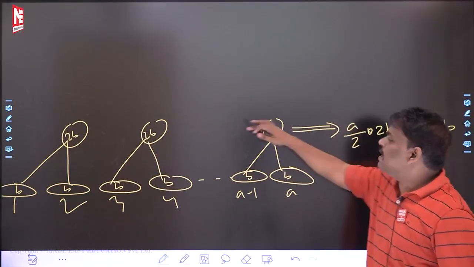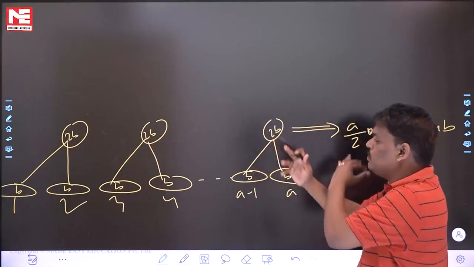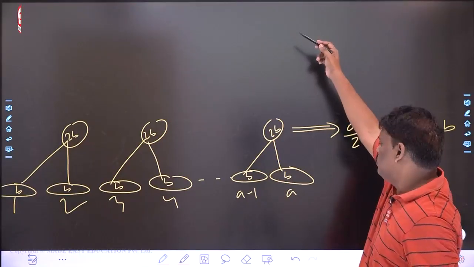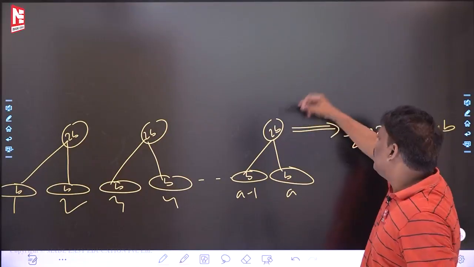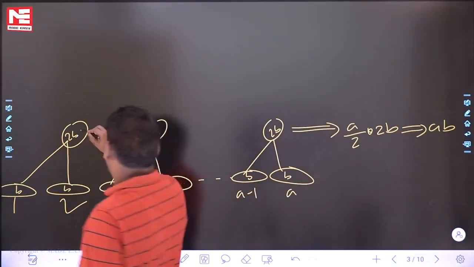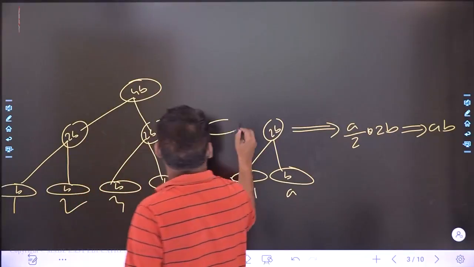How many groups in this level? Previously A groups, now A by 2 groups. Groups are compressed and minimized. I want one group, so slowly I am going. Finally AB elements came, so the cost is AB. Once again, in the same way, it will become 4B here.